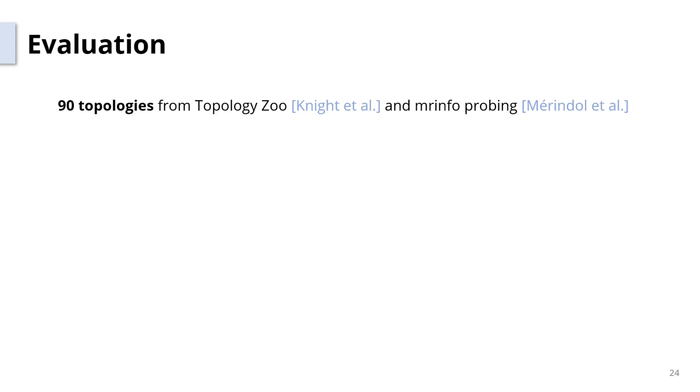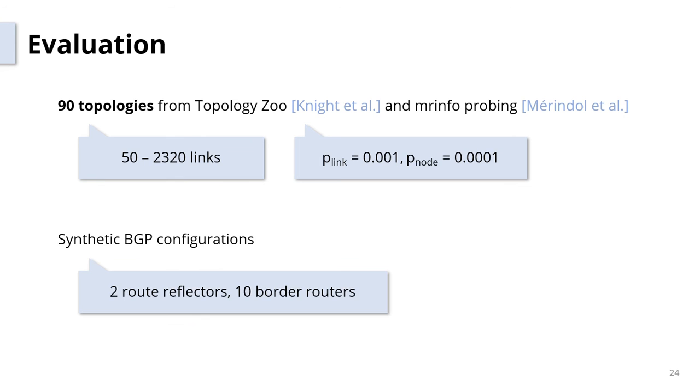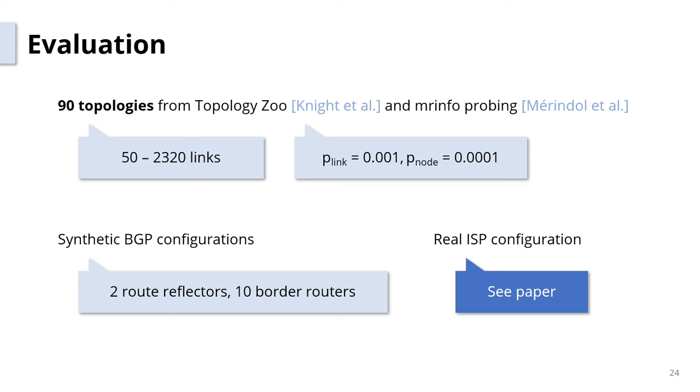For our evaluation, we take 90 topologies from previous work. The resulting set of topologies includes networks between 50 and 2320 links. We use a realistic failure model, which we also obtained from previous work. We use synthetic BGP configurations with 2 route reflectors and 10 border routers, though we also analyze other configurations in our paper. We also analyze a real ISP configuration. For details, please have a look at our paper.